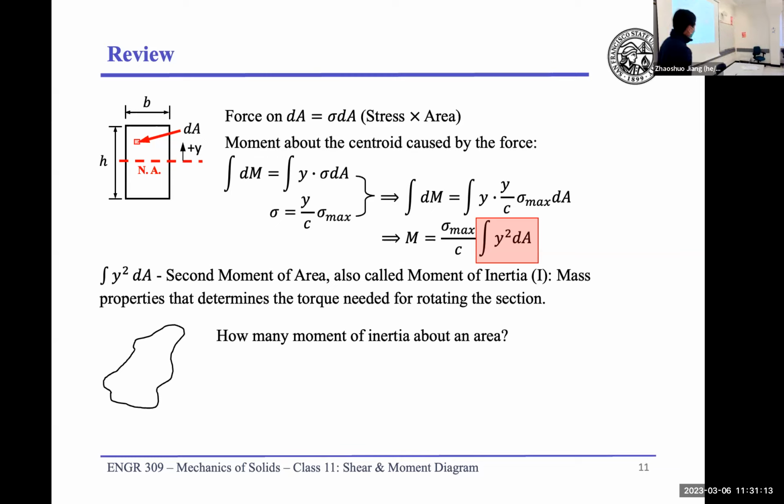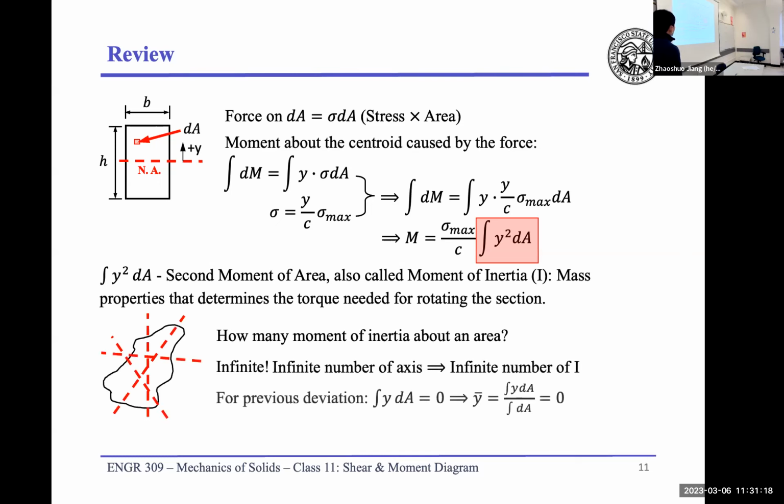And the answer is right. It's going to be an infinite number because we can draw many lines along these cross sections. But for a particular purpose, what we are interested in is the axis passing through the centroid. That is the interest of this class.